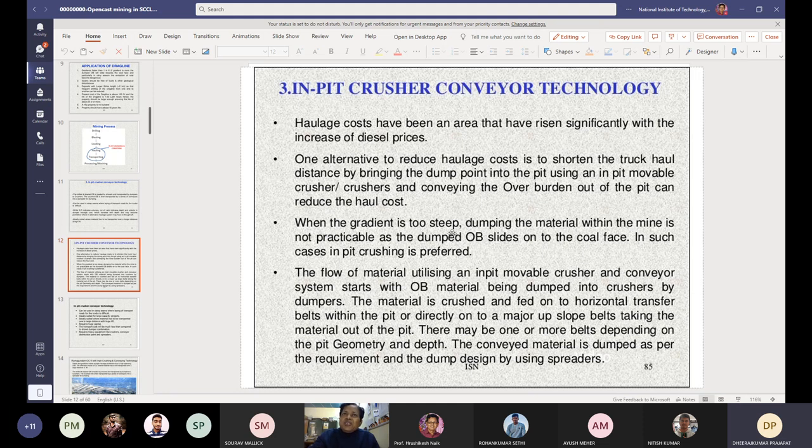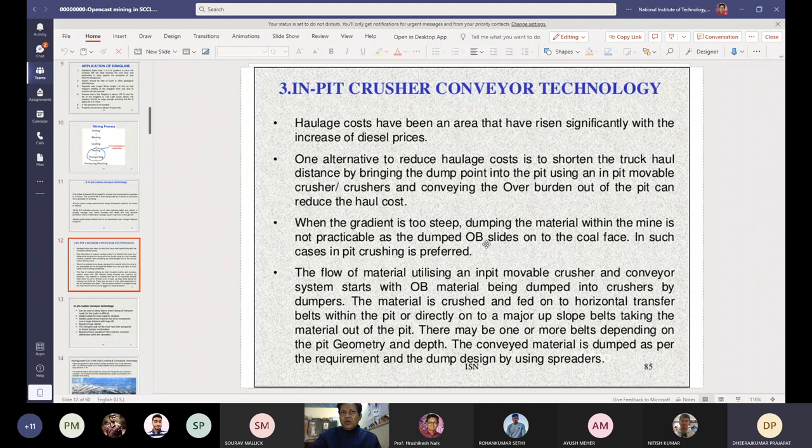Also, when the gradient is very steep, as I have told, if you are going down and down into open cast mines, the gradient will also become very steep. You know that if the gradient is very steep, the loaded trucks, the loaded dumpers cannot go up the mine on very steep roads. So dumping the material within the mine is not practicable. You cannot dump the overburden material within the mining area because the dumped overburden slides downwards onto the coal face and will cover the coal face. In such cases, in-pit crushing is very much necessary. You have to go for in-pit crushing and conveying technology whenever the gradient is very, very steep.